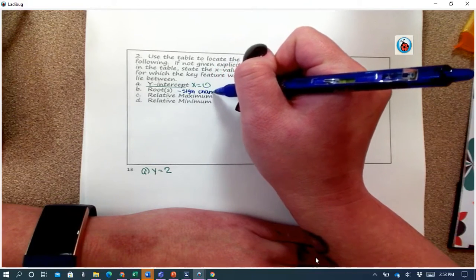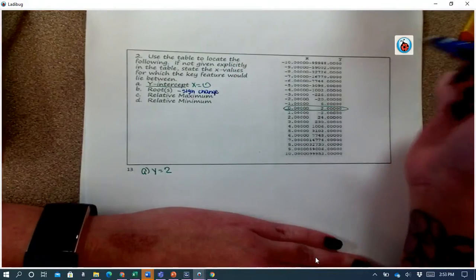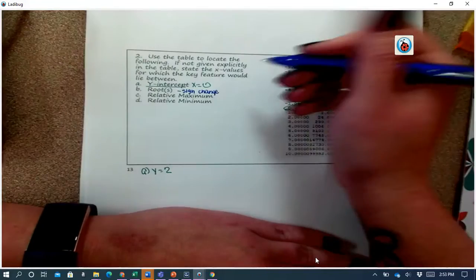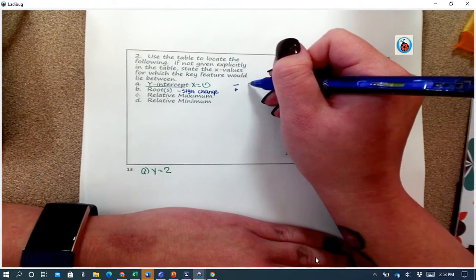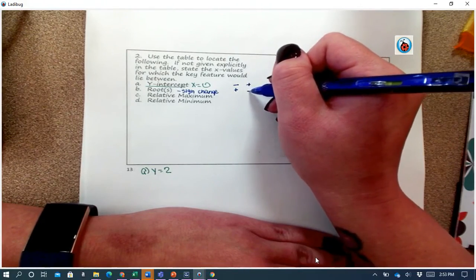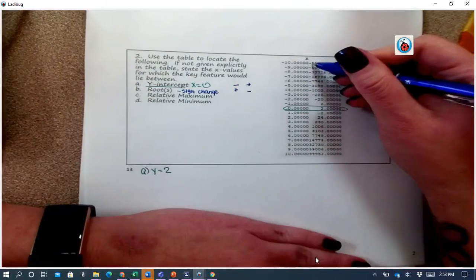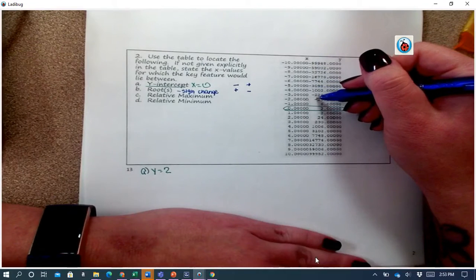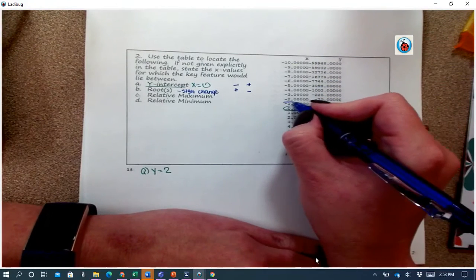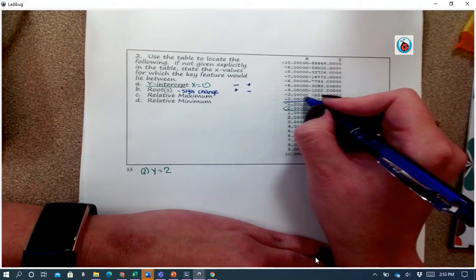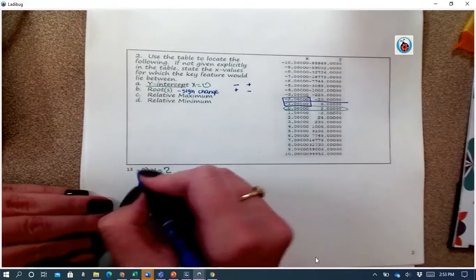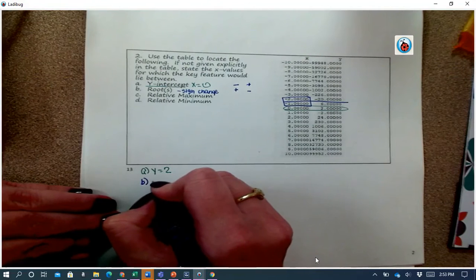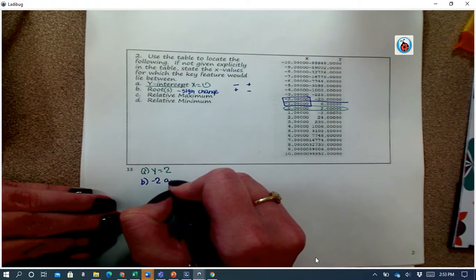You won't know the exact number, but you can give the x values that it would be between. So like if the number above is a negative and then it becomes a positive, or the number above is a positive, and then it becomes a negative. So negative, negative, negative, negative, negative, negative, positive. So right here, there would be a root in between those two x values. So our roots would be between -2 and -1.